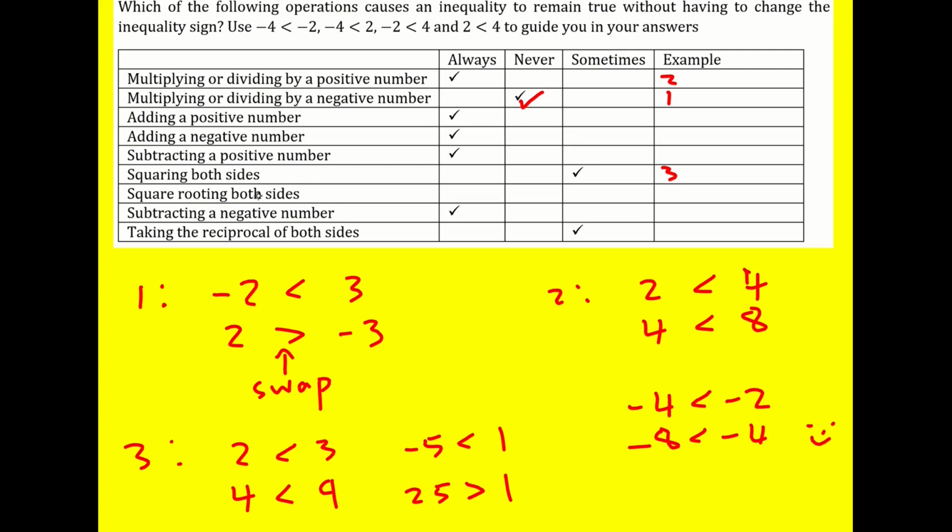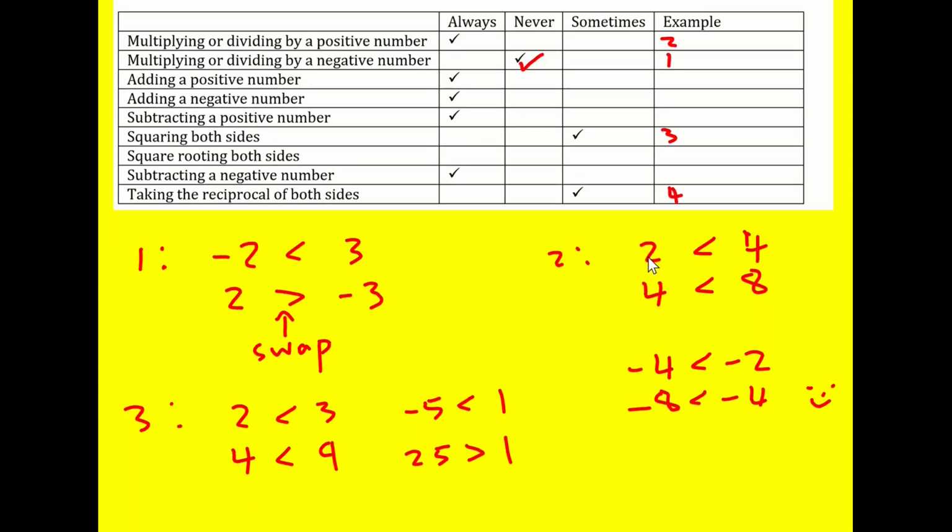There are times when you might be able to, but you'd have to think about whether they're positive or negative, essentially. So just be aware. Taking a reciprocal means making it 1 over. So if you had that a half is greater than a third, if you take the reciprocal, that means 1 over, so you get 2 and 3. And actually 2 is less than 3, you'd have to swap the sign around.